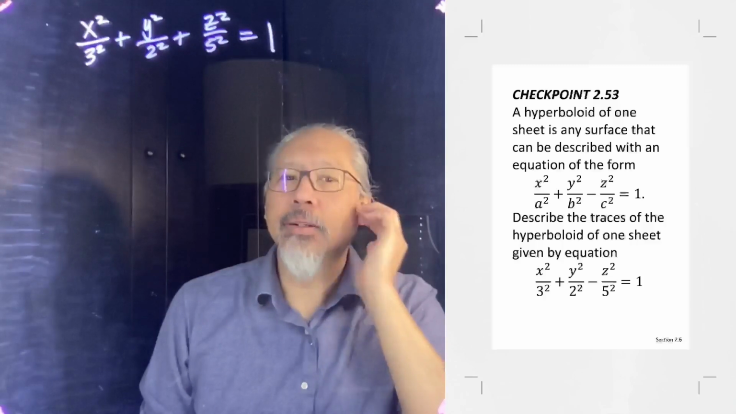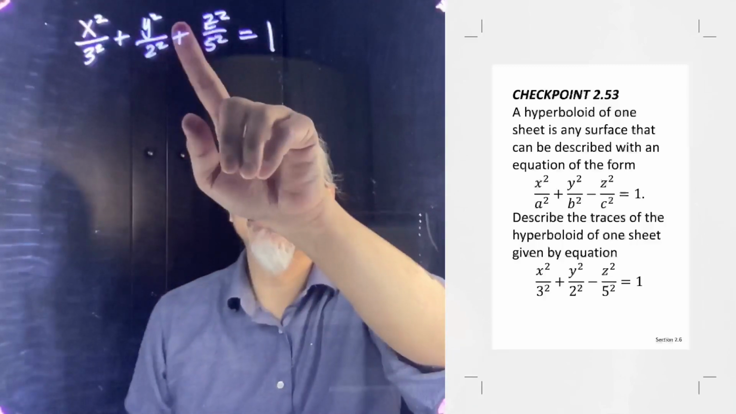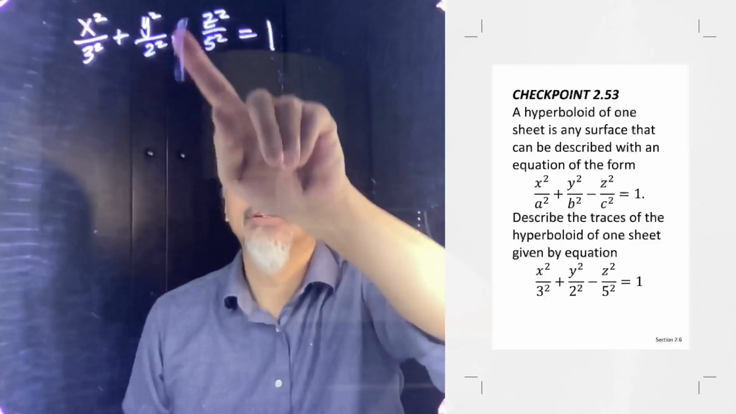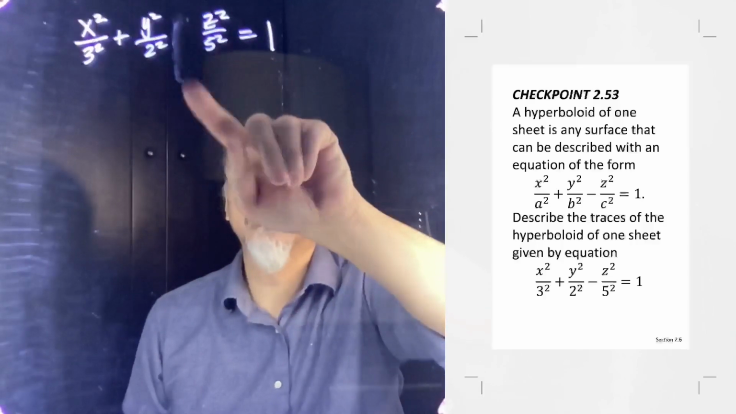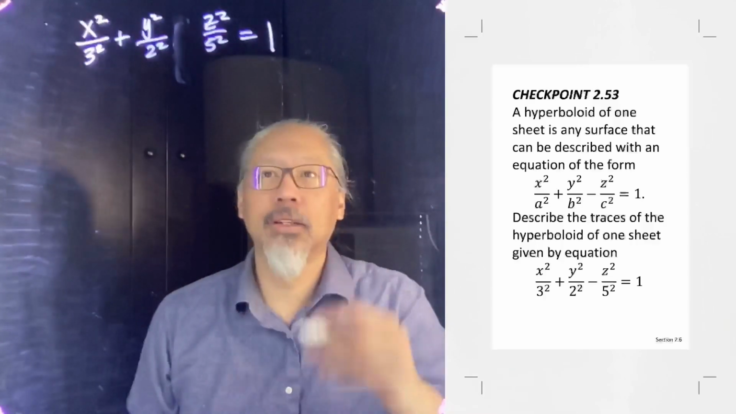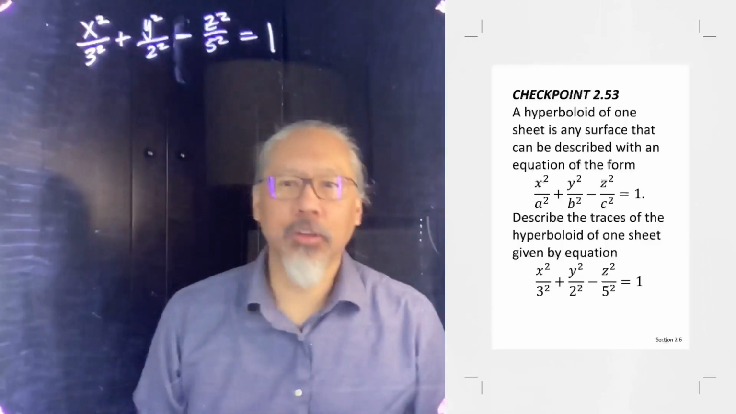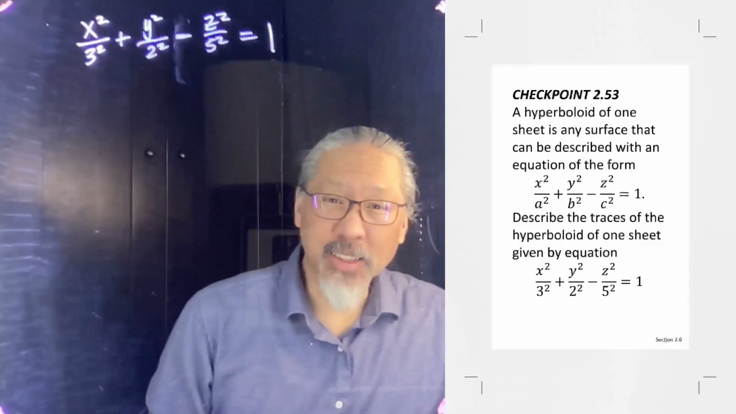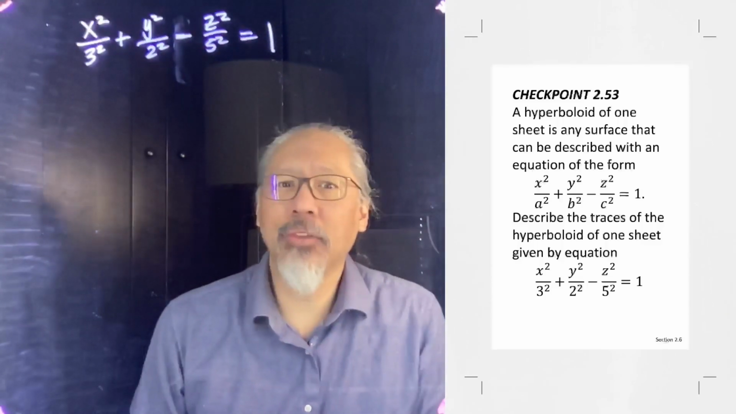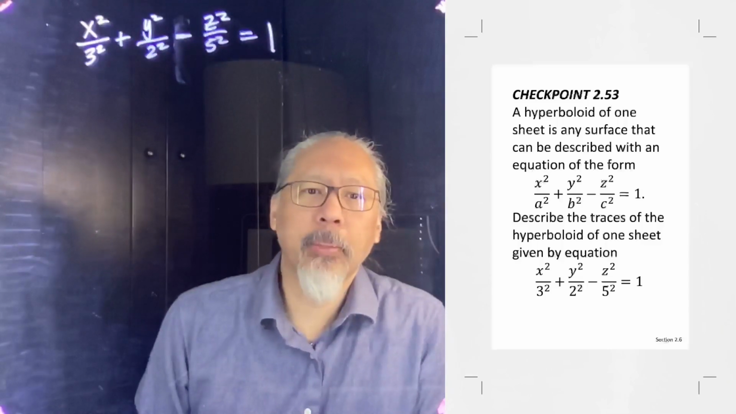Okay, actually this is a minus sign. If this was all plus signs, then it would actually be an ellipsoid. And if you have one minus sign, it'll be a hyperboloid of one sheet. And if you have two minus signs, two negative signs, then you have a hyperboloid of two sheets.